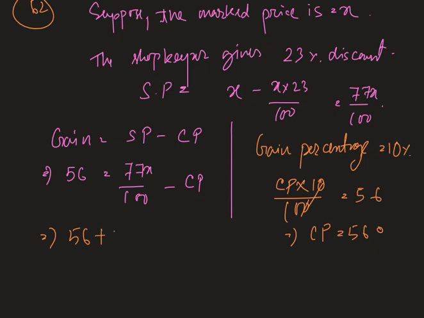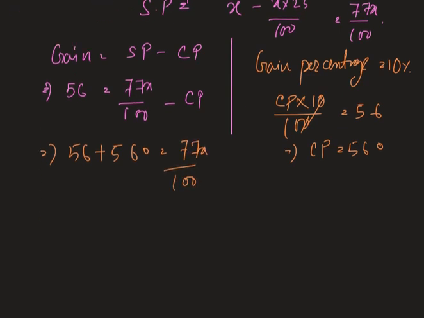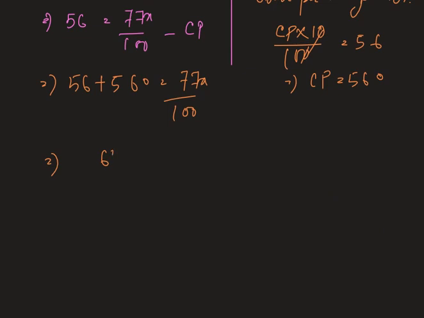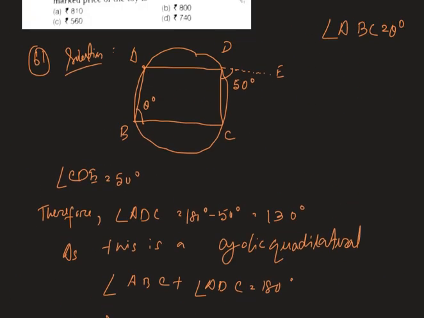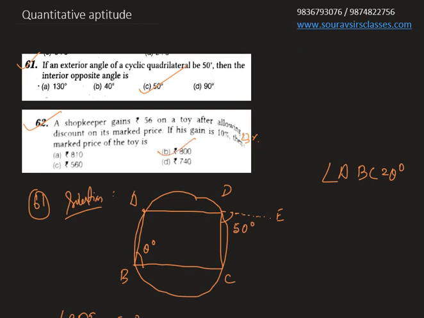So we have 56 plus 560 is equal to 77X divided by 100. So this results in 616 into 100 divided by 77 is equal to X, and this reduces to 8. So 800 is our marked price. Option B is the right answer.